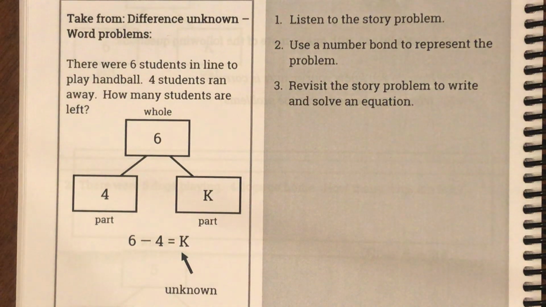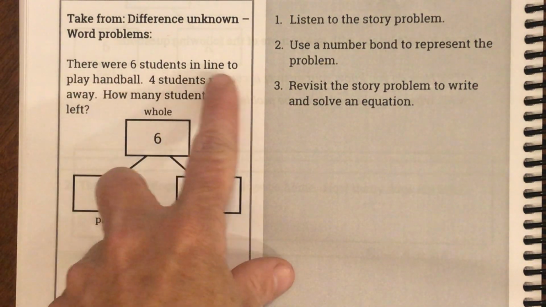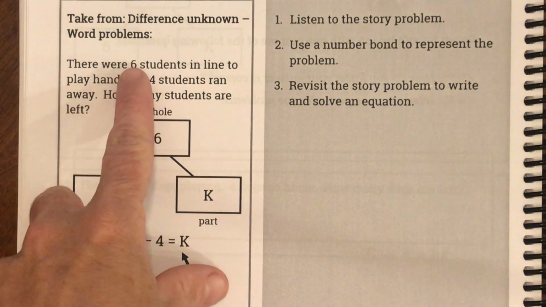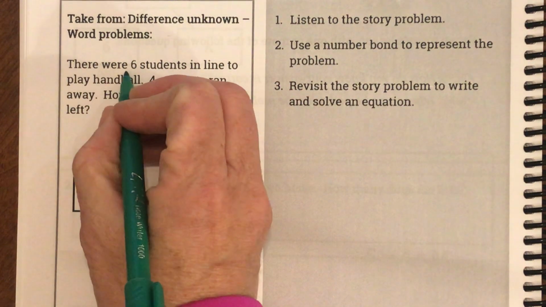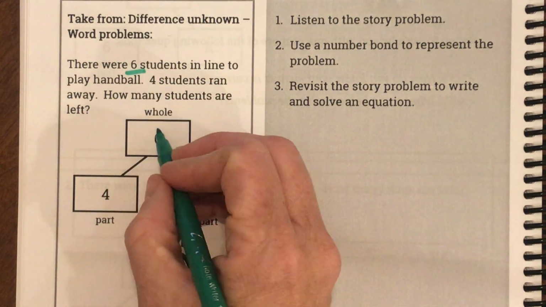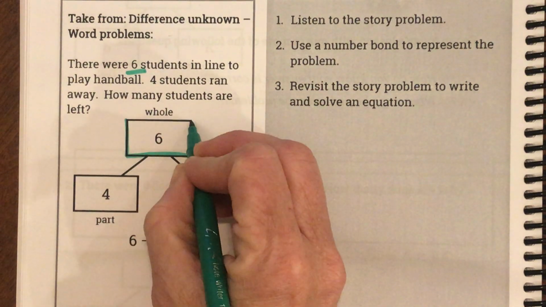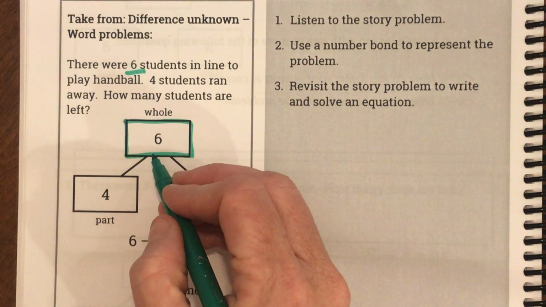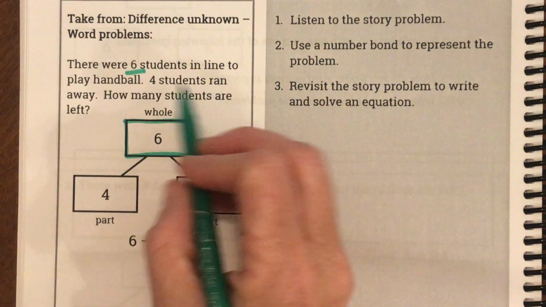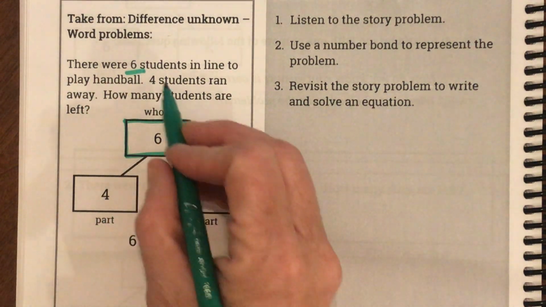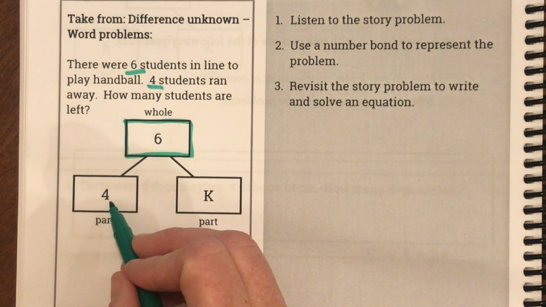Okay, so I'm going to look at that one more time. It says there were 6 students in line to play handball. This 6, friends, is my starting number. So I know that that is my whole. My starting number is my whole. And then it says 4 students ran away. So 4 is one of my parts.